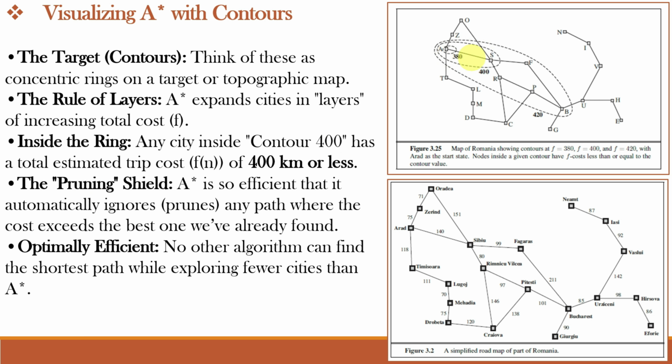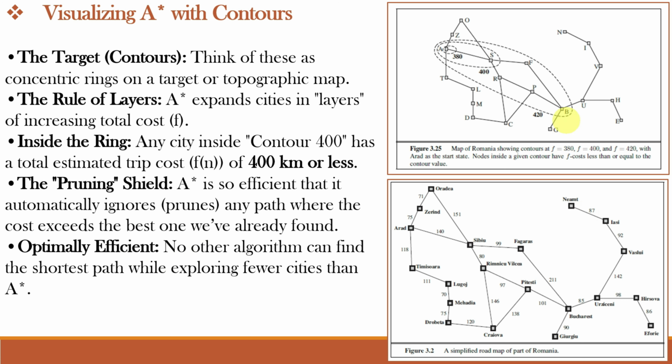And notice the power of pruning. Notice how these rings are not perfect circles. They stretch outwards towards our goal, which is Bucharest. So this is A star being smart because it uses the optimistic heuristic H, just like a GPS. It doesn't waste time wandering in the wrong direction.